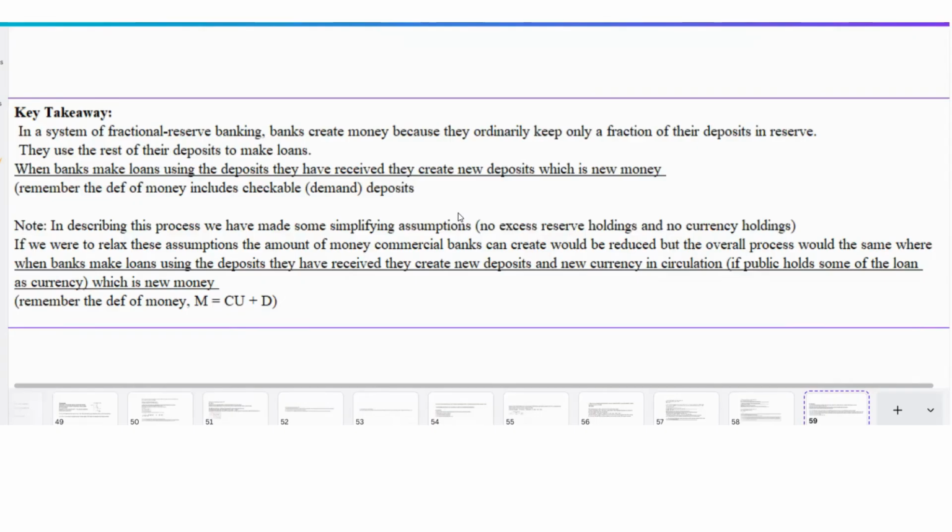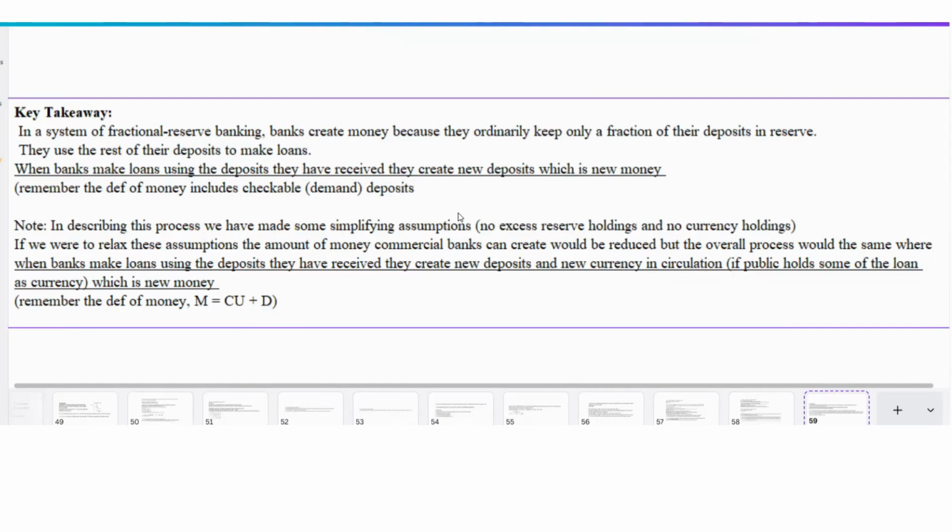Similarly, if the public decides to keep some part of the loan as currency, then a smaller amount of that loan is being deposited back into the banking sector. So the banking sector will have less deposit money to loan out. But the overall process would remain the same, right?